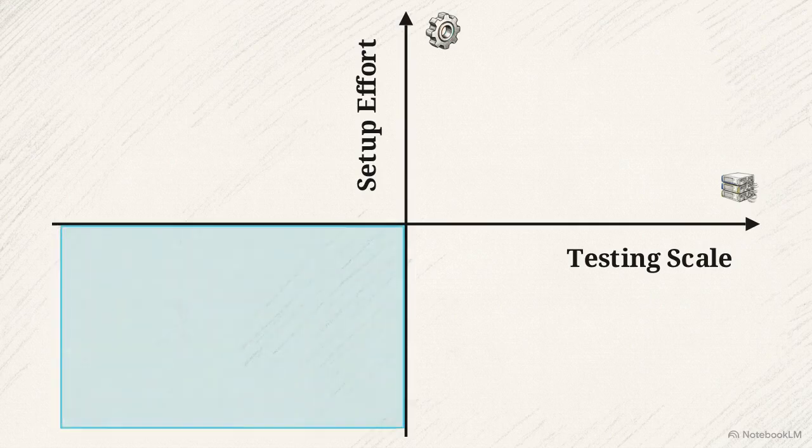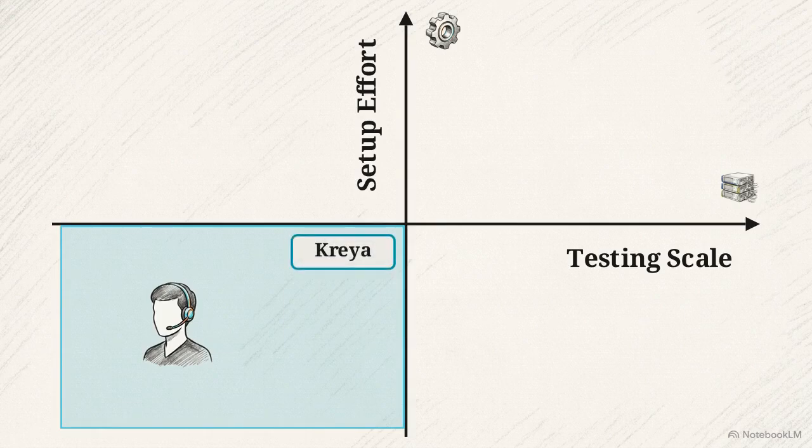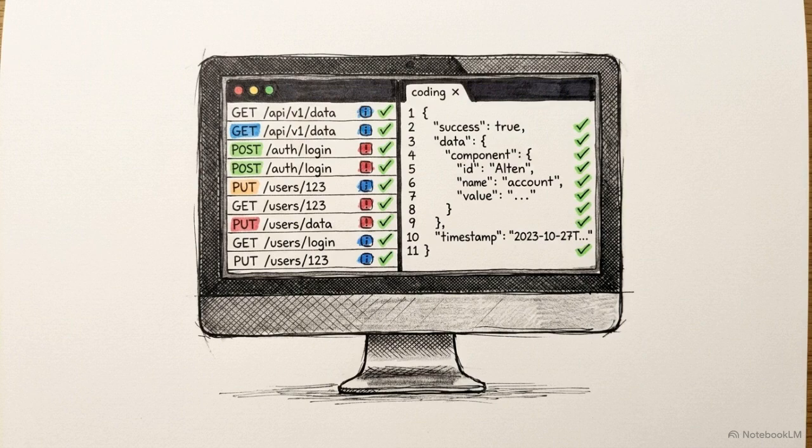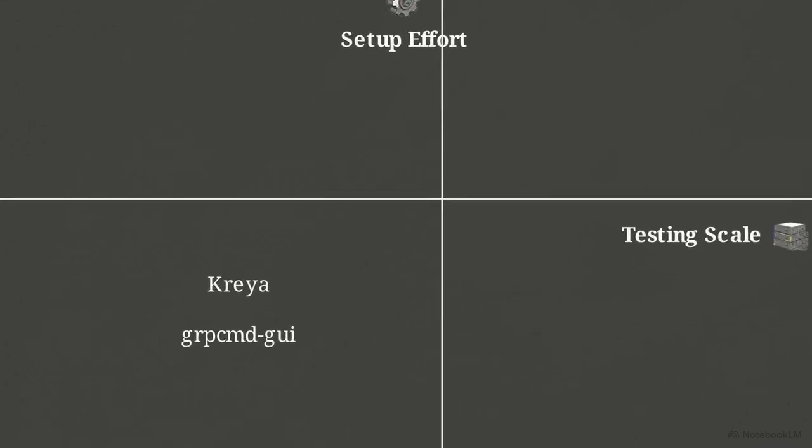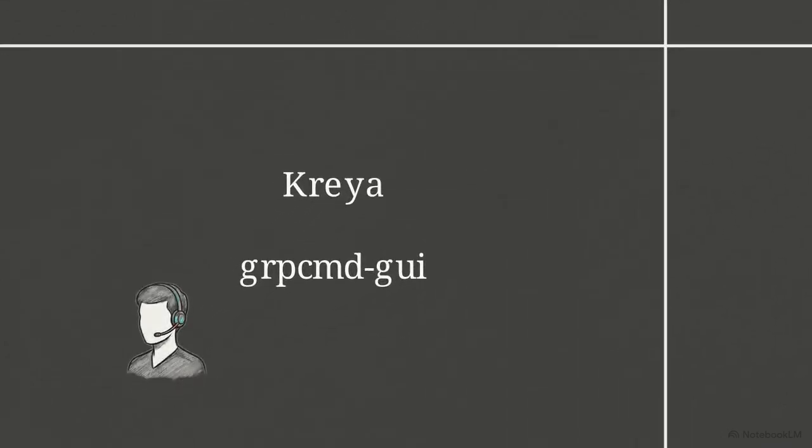Let's start with the solo debugger, a developer needing to quickly ping endpoints without cloud overhead. Here, you choose local-first desktop applications like Kreya or gRPCMD GUI, which sit in the low-effort, low-scale quadrant. These clients deliver immediate visual debugging and keep your payloads local. They also feature server reflection, automatically fetching available methods directly from your code. Because they lack built-in team collaboration, the trade-off is isolation.